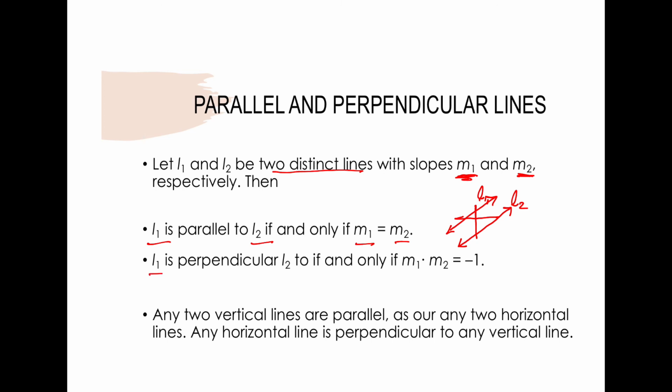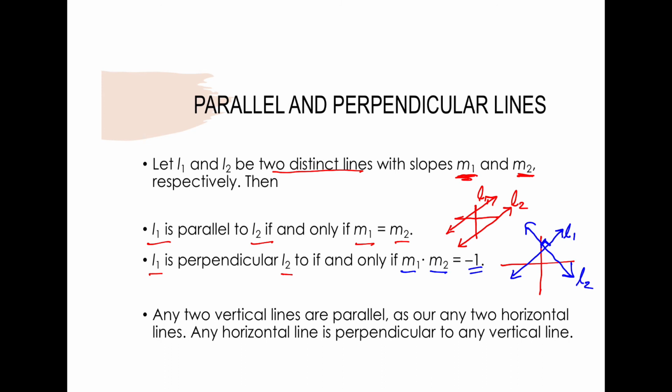Now, if they're perpendicular, meaning they intersect each other at a 90-degree angle, so if this is my L1, the perpendicular of this, L2, would come at it at a 90-degree angle. If they're perpendicular, then their product will be equal to -1. So that's one way of showing it.